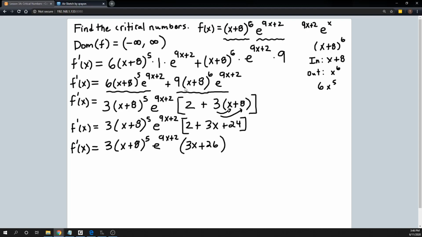All right, so I have the derivative. It's completely simplified. Next step is I am going to set that entire derivative equal to 0 and solve that out.